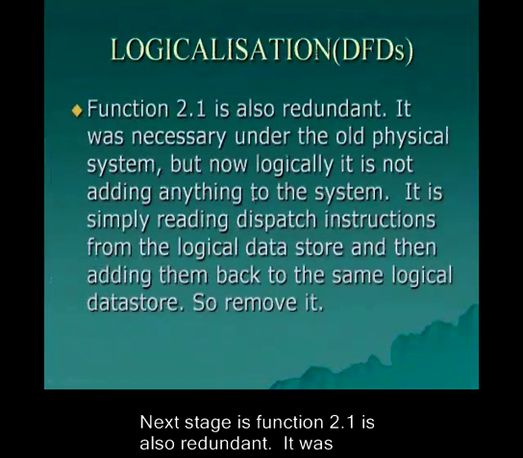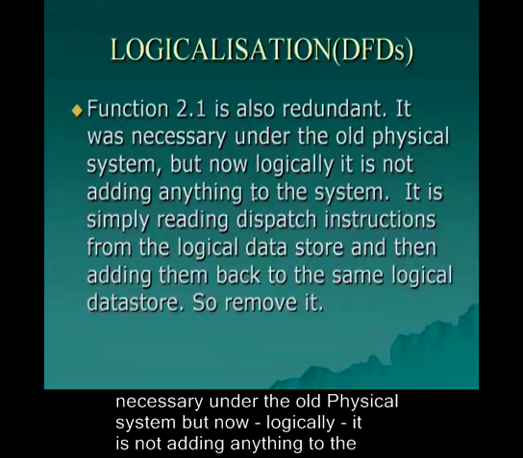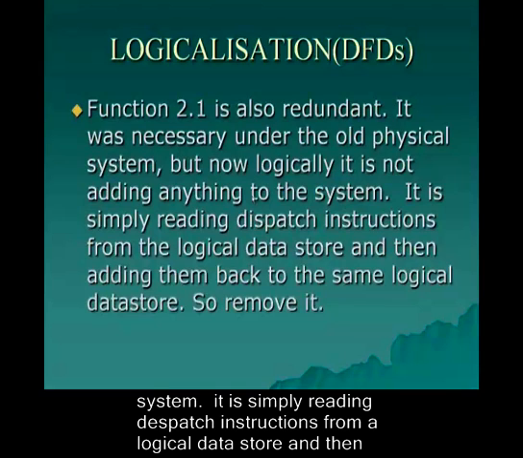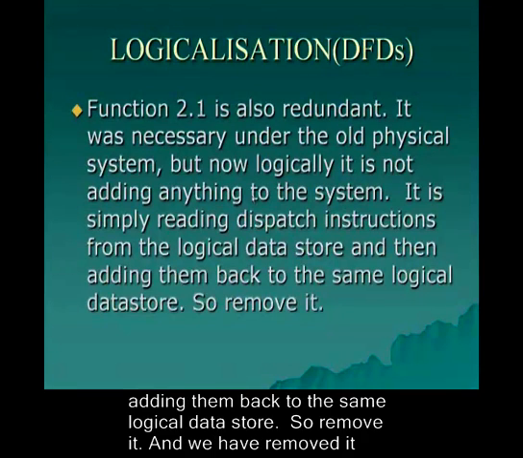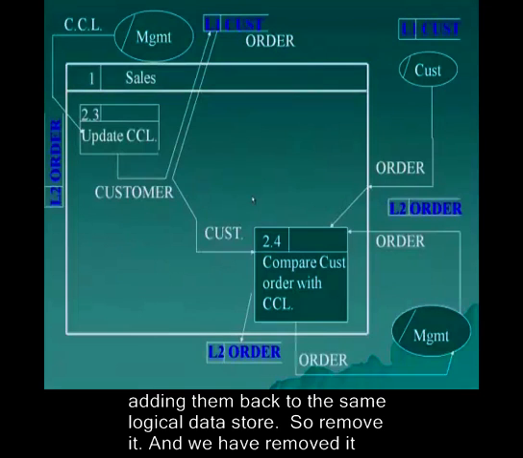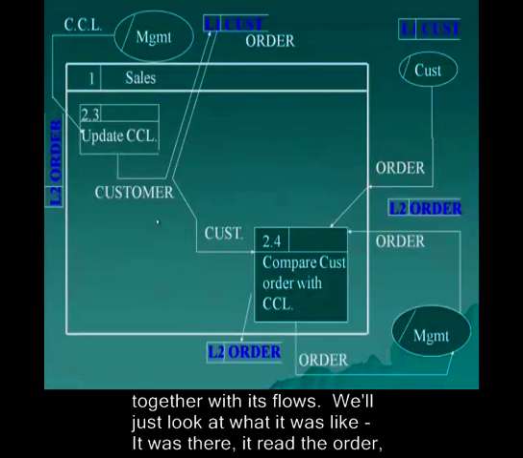Next stage is function 2.1, which is also redundant. It was necessary under the old physical system, but now logically it is not adding anything to the system. It is simply reading dispatch instructions from the logical data store and then adding them back to the same logical data store. So remove it. And we've removed it together with its flows.